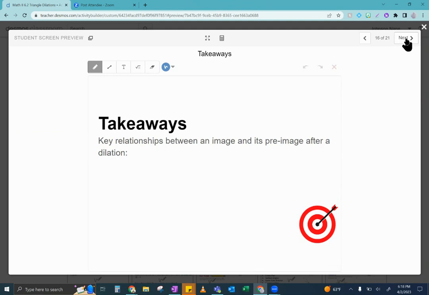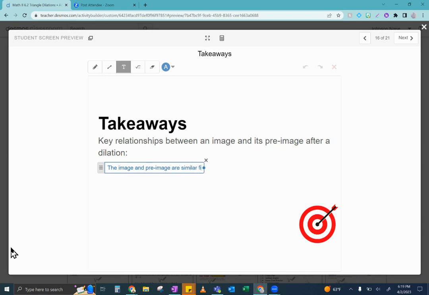And that's it. So I just wanted to go over your takeaways. Takeaways say, key relationships between an image and its pre-image. Let me just type these out for you so that you have them. The image and pre-image: the image is what you make, the pre-image is what was there. That's why it's called pre.